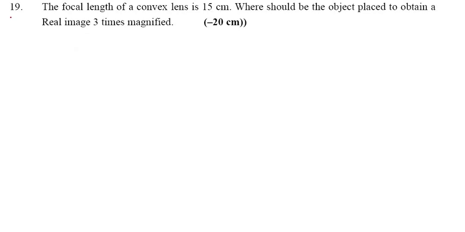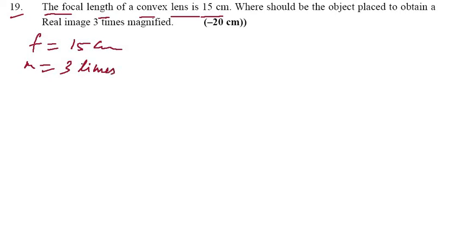Now come to the 19th question. The focal length of a convex lens is 15 centimeters. So f is given as 15 centimeters. It is a convex lens, so it is positive. Where should the object be placed to obtain an image 3 times as large? So m is given as 3. So m will be equal to v upon u. Here m is given as 3, so v is equal to 3u.